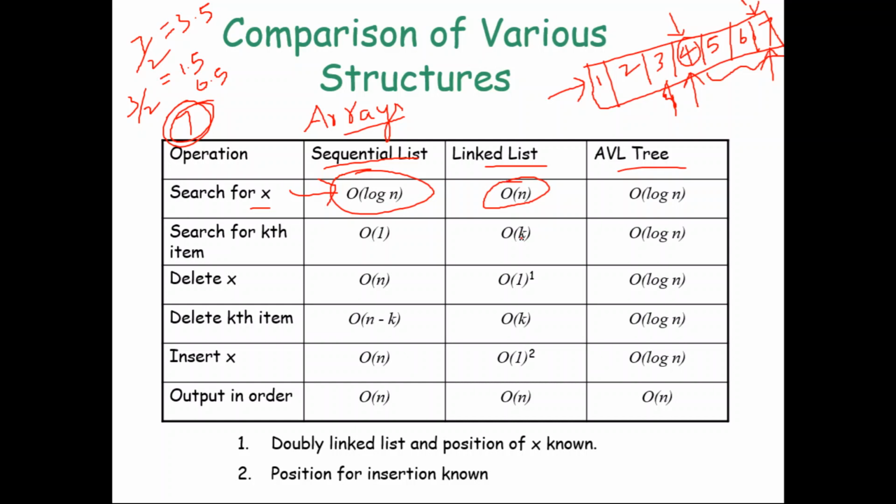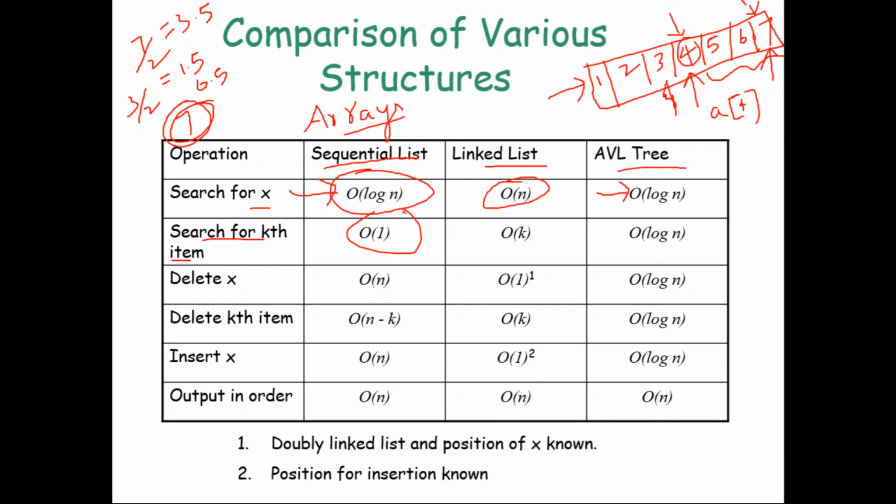In an AVL tree, it will always take order of log n times because an AVL tree is a self-balancing binary tree. Okay. Fine. To search for the kth item in the array, if the array is already in ascending order, then you can just refer to the kth item as A of k. If I want to identify the 5th element, it is just A of 5, or in C it is A of 4. So it is constant time, order of 1.